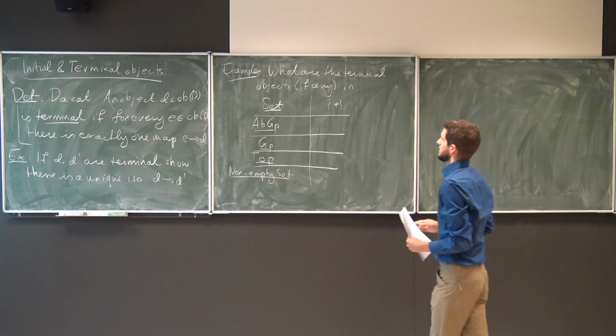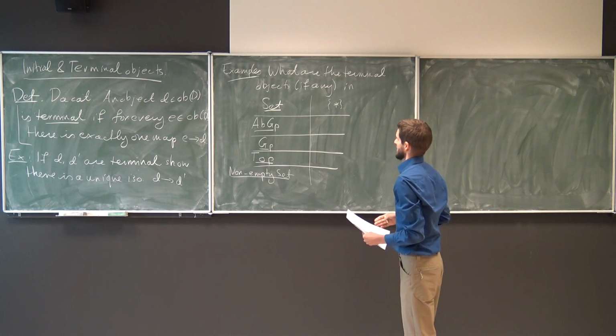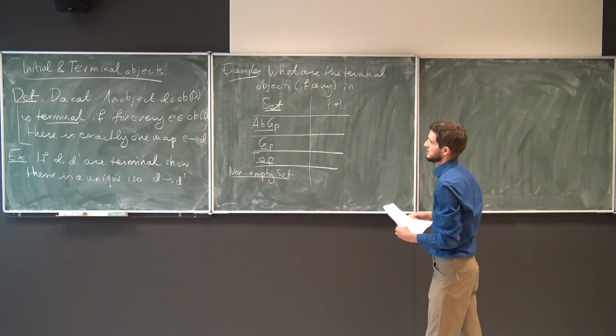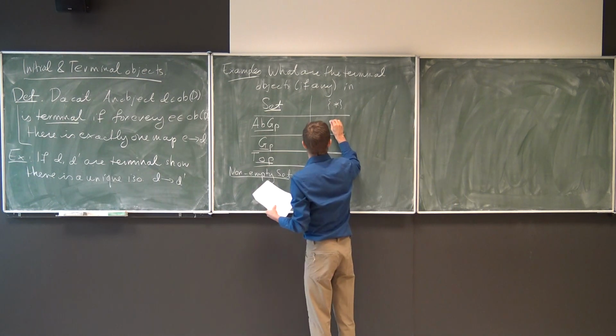Okay. So what about in the category of abelian groups? Then there's going to be a terminal object, which is just the trivial group. How do we write this?